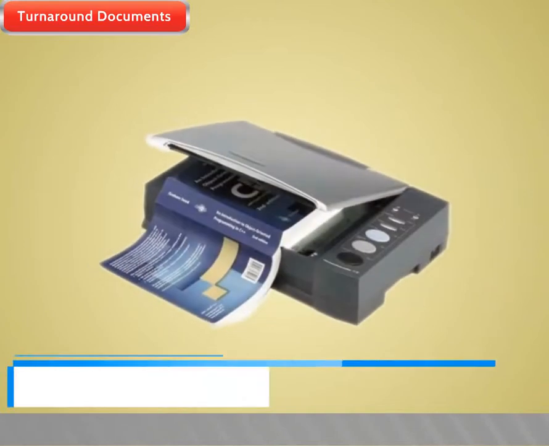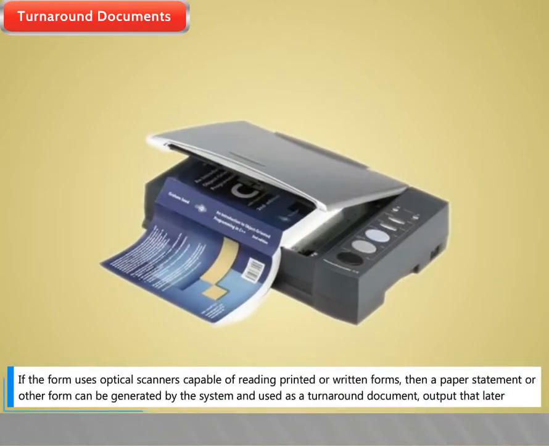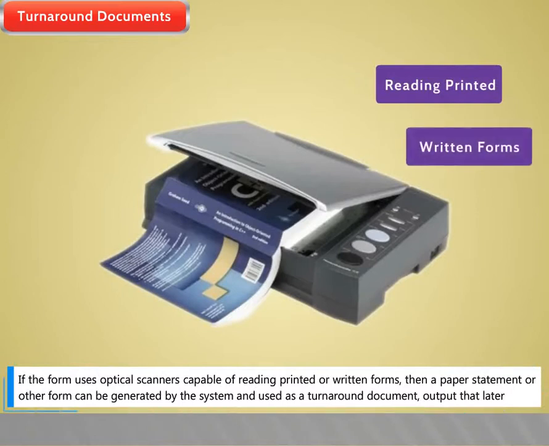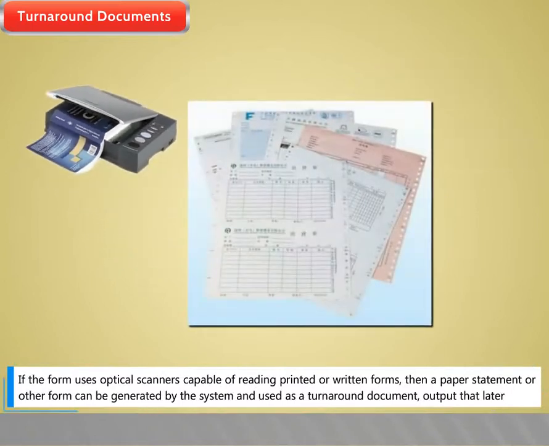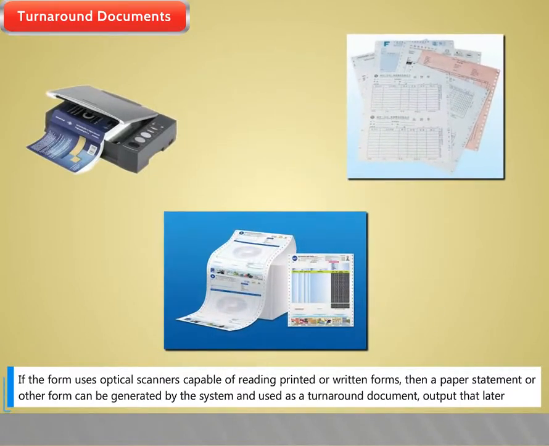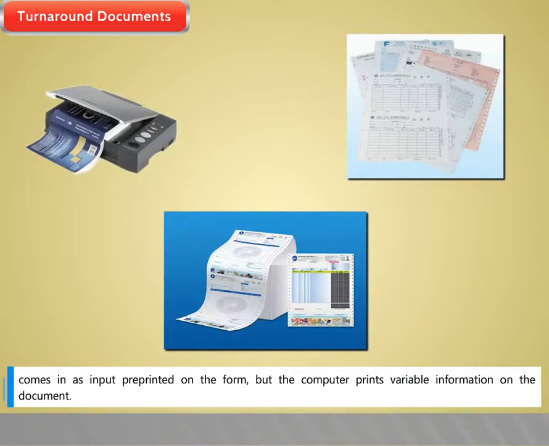Turnaround documents. If the system uses optical scanners capable of reading printed or written forms, then a paper statement or other form can be generated by the system and used as a turnaround document. Output that later comes in as input is pre-printed on the form, but the computer prints variable information on the document.